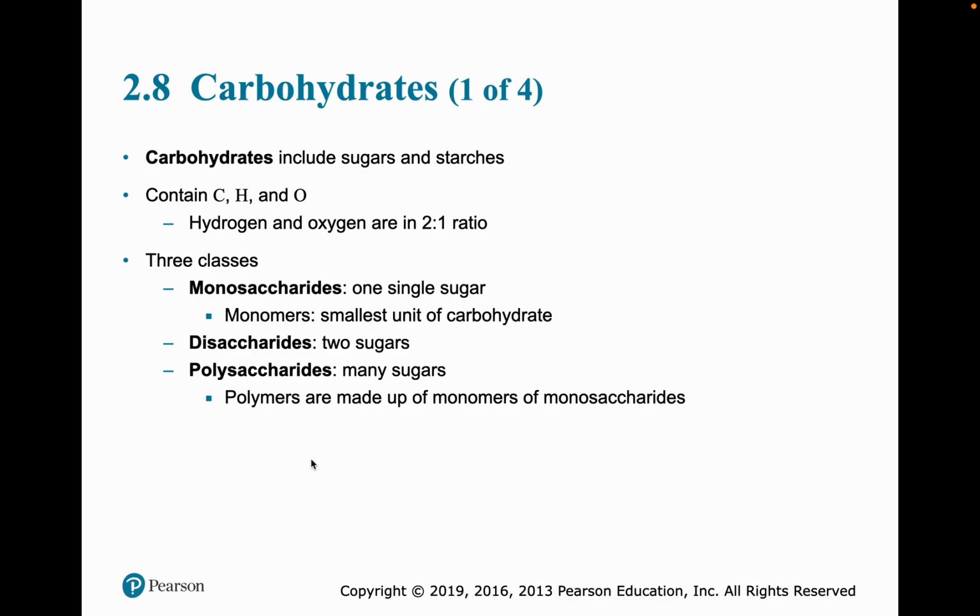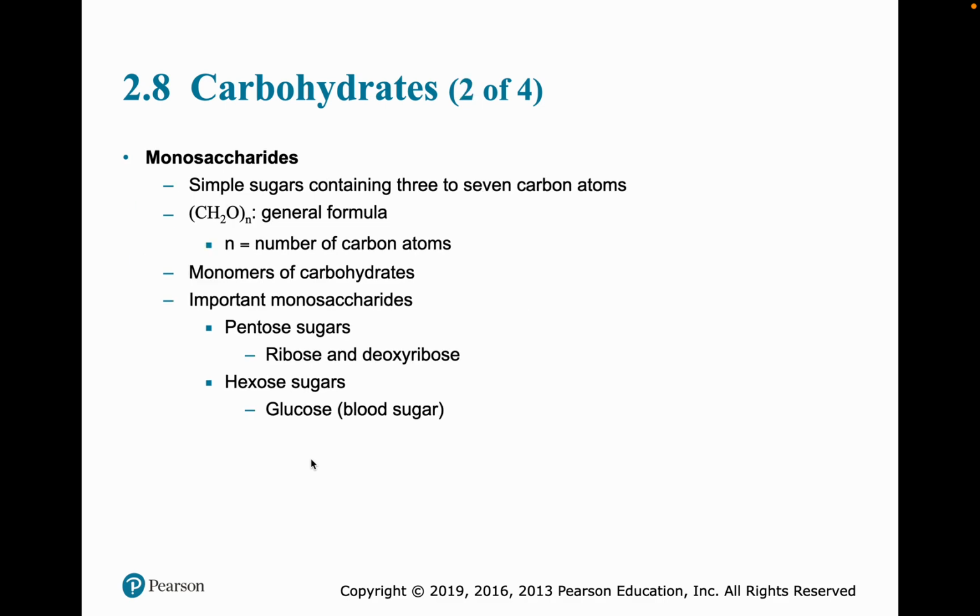They can be either monosaccharides, which are single sugars, the smallest unit, that would be the monomer of a carbohydrate. Disaccharides are 2 sugars hooked together, and polysaccharides are many sugars hooked together. Monosaccharides are how carbohydrates are formed through the process of photosynthesis.